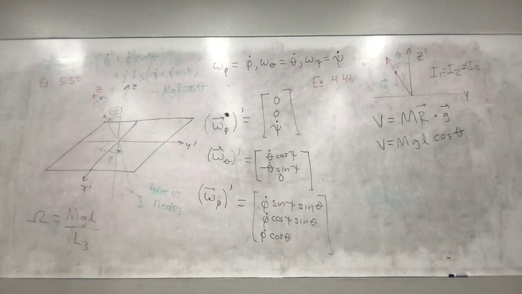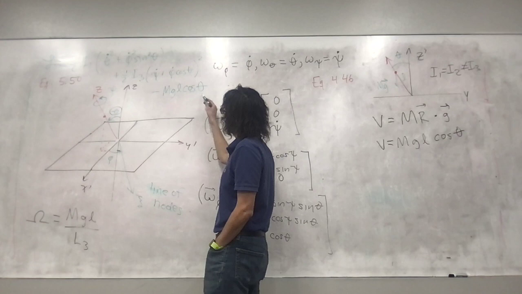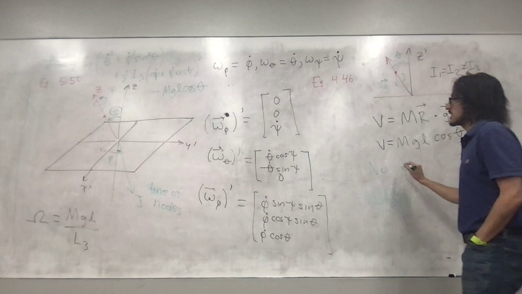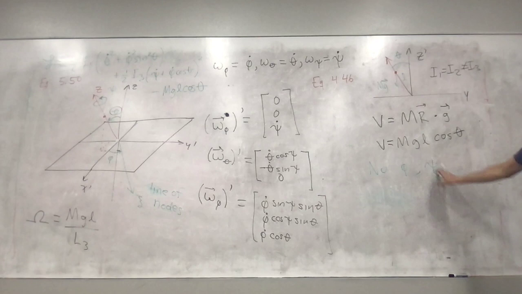What is important to notice is that we are missing a few coordinates there. Which ones? We have theta dot and theta. We have phi dot, but there's no phi, right? And we have psi dot, but there's no psi. So these are going to be the constants of motion.